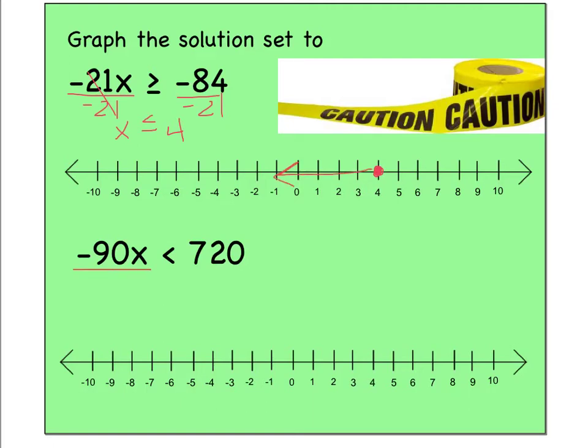The next one, we divide by negative 9. We divided by a negative, which means we have to reverse our inequality sign. A positive divided by a negative is a negative, and 72 divided by 9 is going to give us 8, so we get x is greater than negative 8. It's just greater than, so I'm going to put an open circle. The numbers that are greater than go to the right.